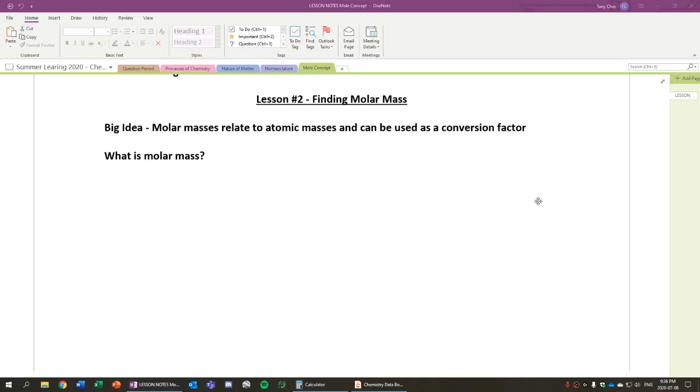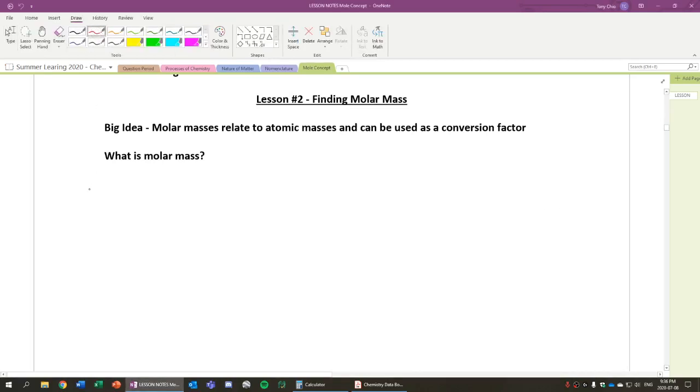Hey everybody, in this lesson we're going to talk about finding molar mass. So molar mass relates to atomic mass and can be used as a conversion factor. So, what is molar mass? Well, it's the mass in grams of 1 mole of a particle.